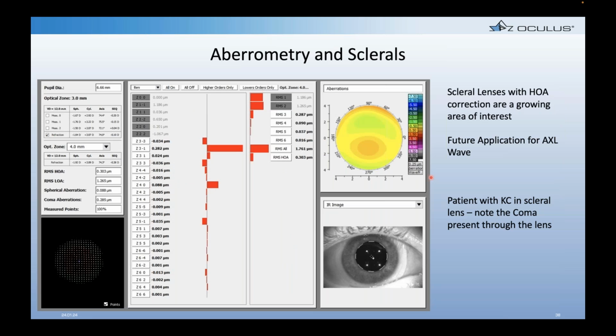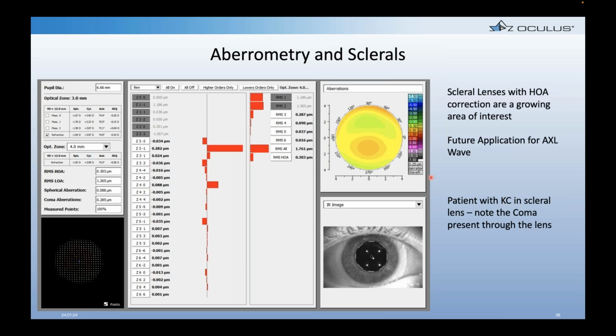Again, finally, just to kind of wrap up this aberrometry section, we know where we're going with scleral lenses. There's increasingly options for putting HOA correction on the front and helping our patients with irregular corneas to see better. That's something which is in the future. It's not there right this moment on the AXL Wave, but something that would be great to have happen in the near future, where using our aberration maps we obtain, perhaps even integrated with the scleral lens fitting process. We have an application for putting wavefront corrected front surface on scleral lenses.